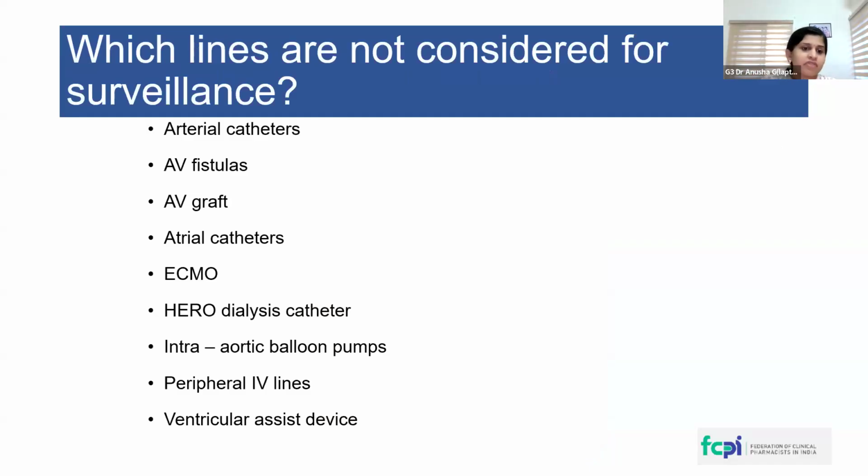Arterial catheters, AV fistulas, arteriovenous grafts, atrial catheters, ECMO, intra-aortic balloon pumps, peripheral IV lines, and ventricular assist devices. These are not considered central lines.